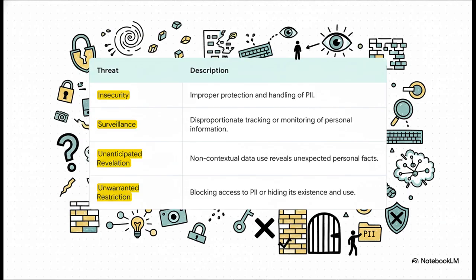Continuing down our list, we have insecurity. This one's straightforward. The improper protection and handling of PII, like having weak security that results in a data leak. Then there's surveillance, tracking or monitoring of personal information that is disproportionate to the purpose, like a company monitoring every single thing an employee types all day long. Unanticipated revelation is the non-contextual use of data that reveals an individual in unexpected ways. That happens when very large data sets are analyzed, and you suddenly discover things about a person that they never intended to reveal. And finally, unwarranted restriction is blocking access to PII, which is when a company won't let you see or correct the data it holds on you.